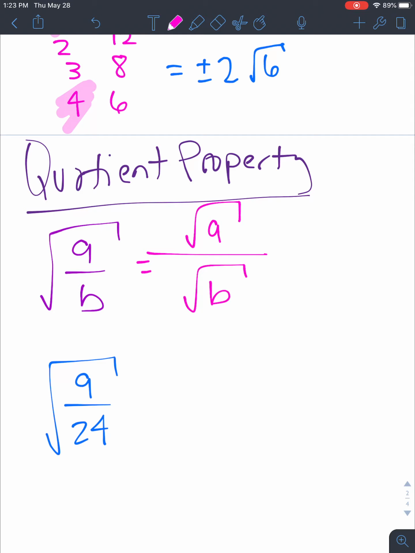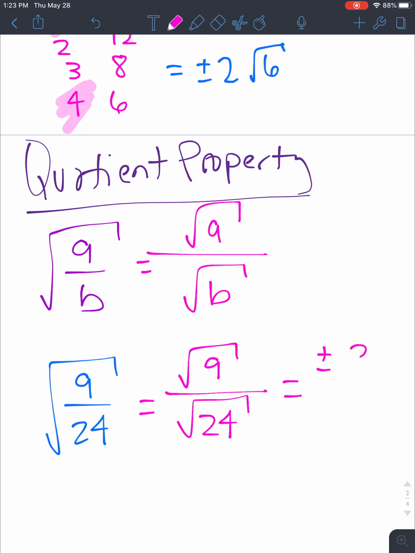9/24 doesn't really simplify down super well, so what we can do is we can use the quotient property, right? Especially if you don't see that there's a 3 in each of the 9 and the 24, right? So that's one way of simplifying it down, but you can also use the quotient property, right? Since that's a little bit more straightforward. You don't need as much intuition. So the quotient property tells us that we'd have the square root of 9 over the square root of 24.